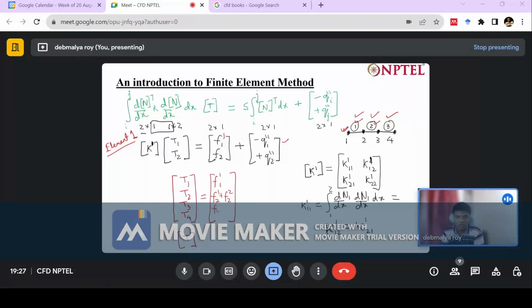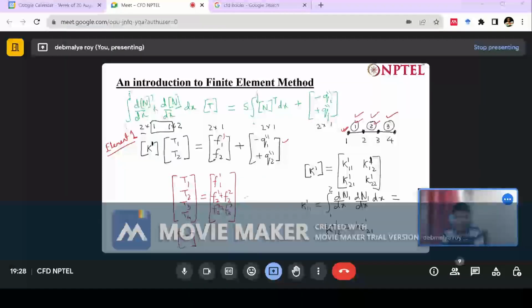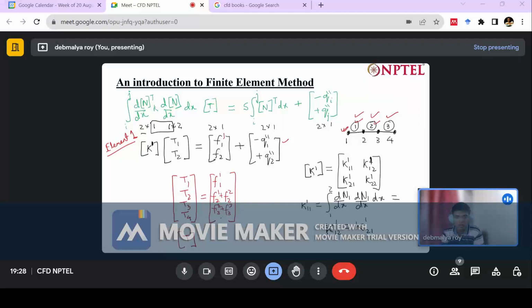Similarly, for node 3, from element 1 plus for node 3 from element 2 and from element 3. You see, node 3 is connected to both element 2 and 3. However, node 4 is connected to only one element, so that will simply remain there. So this is connected to element 3. Okay, so this is my F matrix.